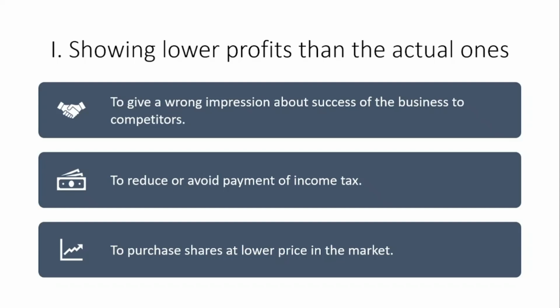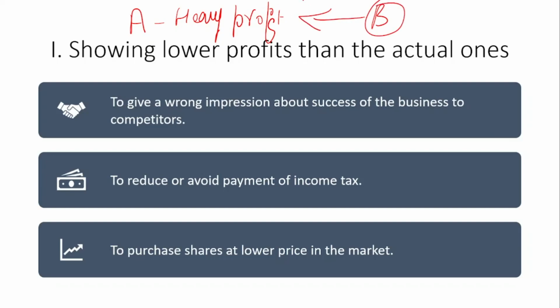Suppose there is a company A which is making a heavy profit, and B company is a competitor of A company. What happens when B company gets to know that A company is making very good profit? B company will make certain strategies and will become a huge competition. So to create a wrong impression in B company that A company is not making any profit, A company shows in its balance sheet that there are no profits. So that is the first point, to give the impression about success of business to competitors.